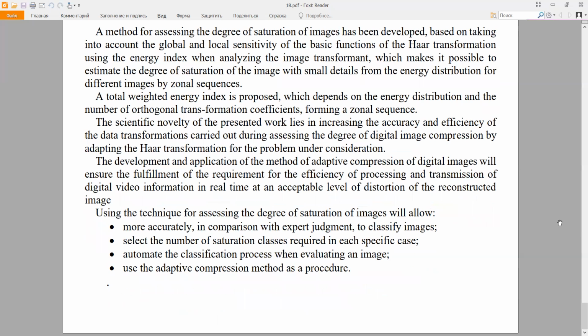Using the technique for assessing the degree of saturation of images in our method will allow us to more accurately combine compression with expert judgment to classify images, select the number of saturation classes required in each specific case in a numeric way, automate the classification process when evaluating an image, and use the adaptive compression method as a procedure.